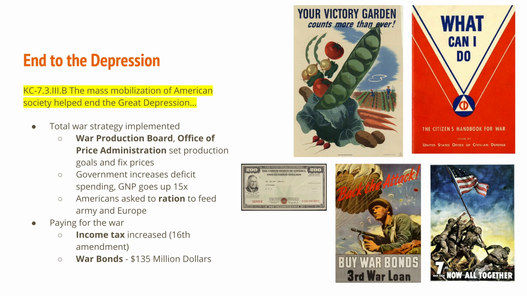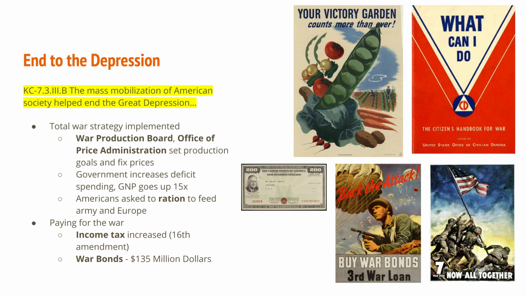So the War Production Board and the Office of Price Administration are created. They're going to set production goals and they're going to fix prices for consumers. So that way they are implementing an economy that is most efficient at providing the equipment necessary to fight the war.